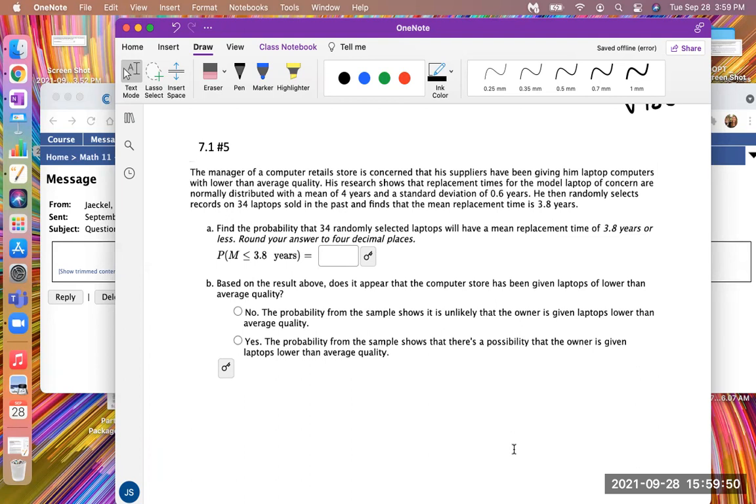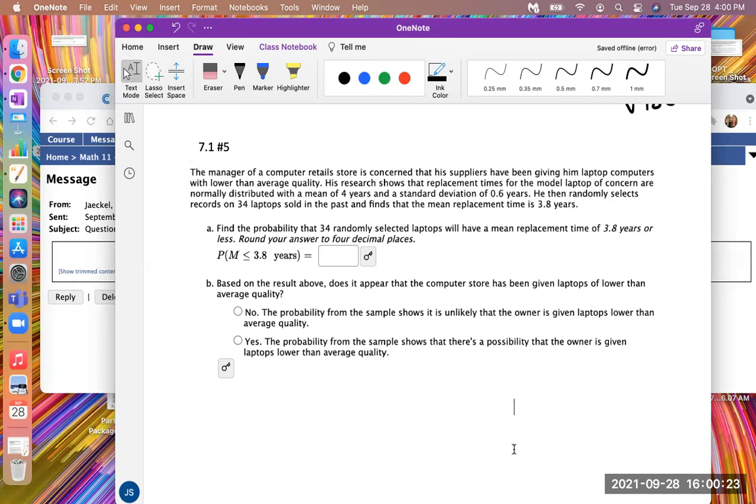His research shows that replacement times for the model laptop of concern are normally distributed with mean 4 years and a standard deviation of 0.6 years. He then randomly selects 34 laptops sold in the past and finds the mean replacement time to be 3.8 years. So they're expected to replace them in 4 years. Is 3.8 years really showing that these are lower quality laptops?